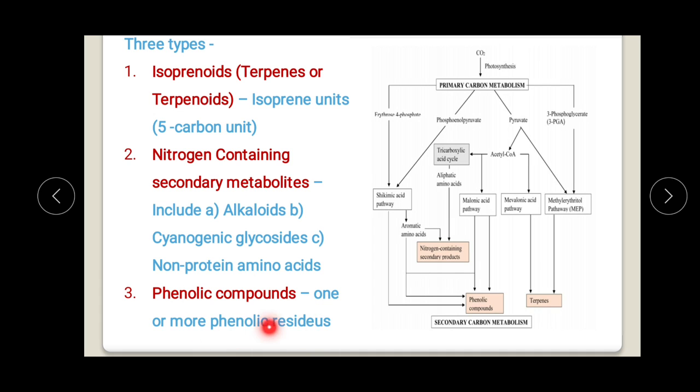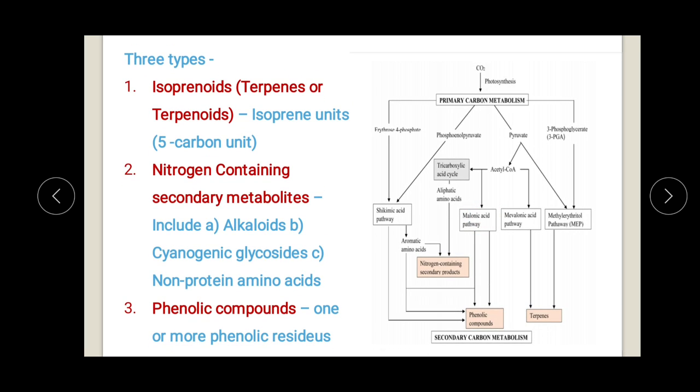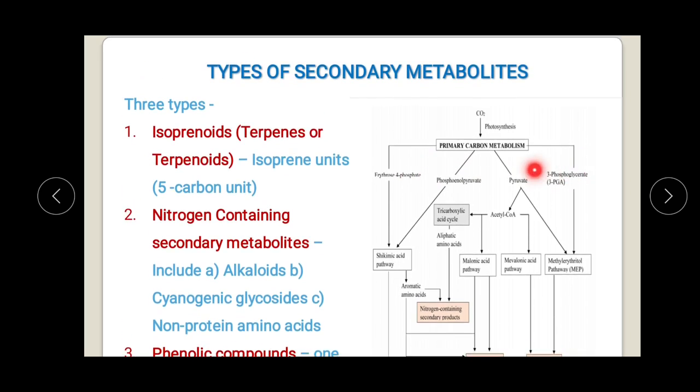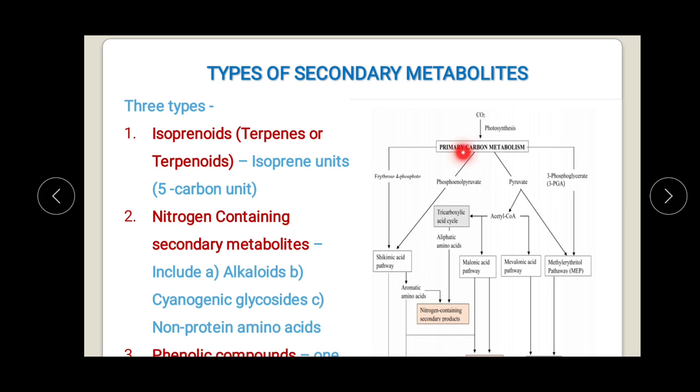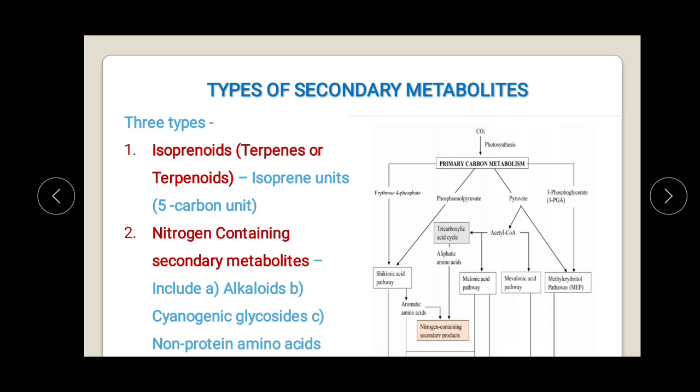And last, the third type of the secondary metabolites is the phenolic compounds, which include one or more phenolic residues. So phenolic compounds are produced either through the mevalonic acid pathway or shikimic acid pathway, and they are produced from the acetyl CoA or erythrose 4-phosphate or phosphoenol pyruvate. Here you can see these are the products of the primary carbon metabolism, that is photosynthesis. So through photosynthesis, these are the compounds which are produced, and from these primary metabolites, these secondary metabolites are produced.